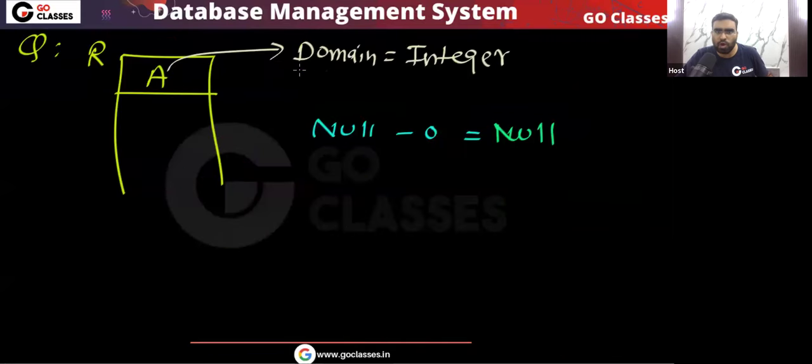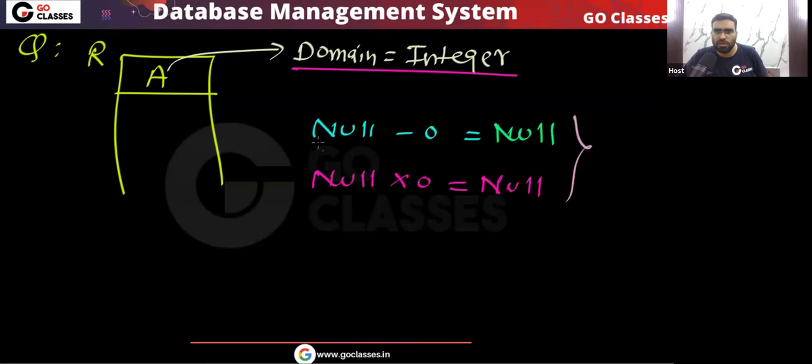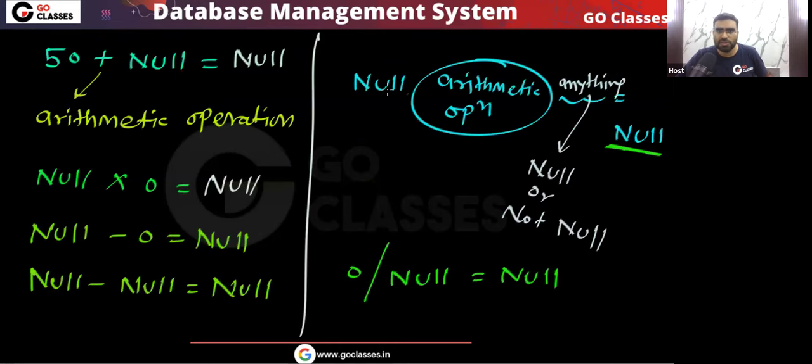So this domain is integer. This is just to confuse. You will think, okay, domain is integer, so if I multiply by 0, then it should be 0, but actually this will be null. Don't say that this is 0. So very simple point: arithmetic operation with null is always null. So this is the idea. Null arithmetic operation anything, and this anything can be null or not null. The result is always null.